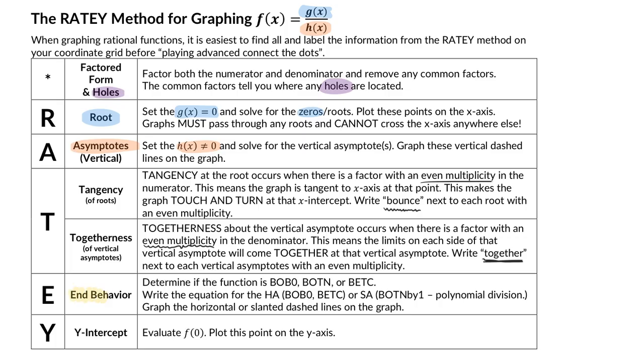We need to add our end behavior as information onto this graph. End behavior is actually significantly easy if you know Bobo, Bot, and Betsy. So you will write the equation for Bobo and Betsy equations as a horizontal asymptote, draw a horizontal line. Or for Bottom-heavy by 1, the slant asymptote, which we have to find with division. We're going to graph these horizontal or slant dashed lines on the graph.